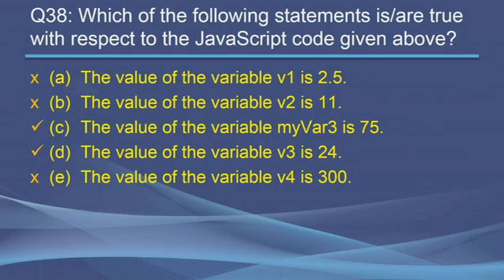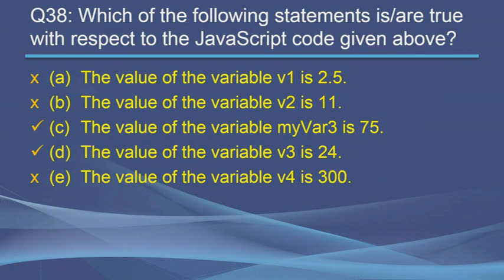Which of the following statements are true with respect to the JavaScript code given above? The value of variable V1 is 2.5. It is actually not 2.5, it is 5. So A is incorrect. The value of variable V2 is 11, which is also incorrect because you increment 10 after you assign V2 the value. If you had incremented the value and then assigned it, then it would be 11. But here you are doing it after, so it has already been assigned to V2. So B is also incorrect.